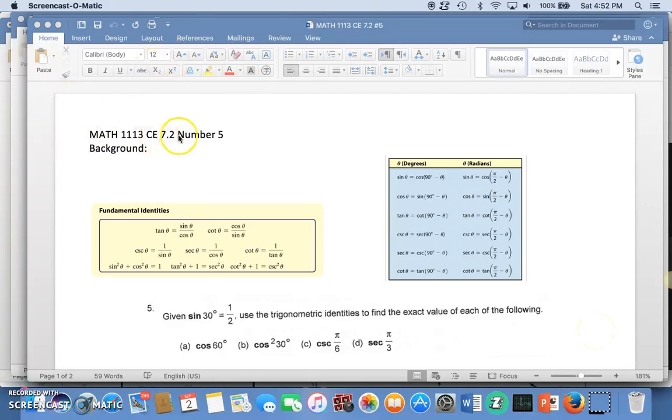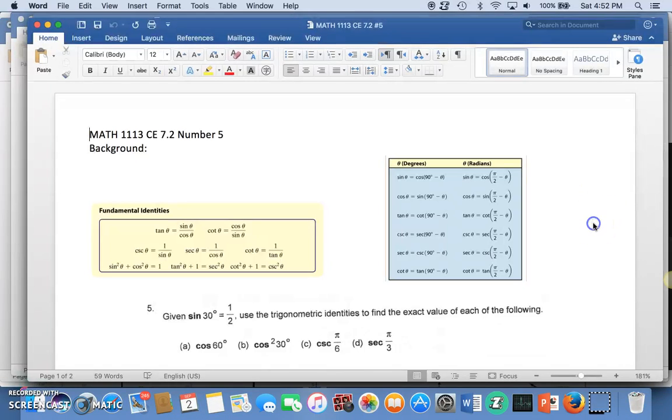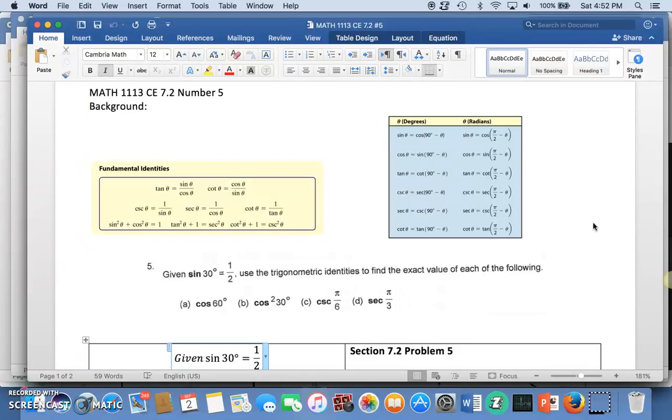Okay, this is problem number 5, the last of the class exercises in 7.2. Fundamental identities and the cofunctions here. This is a little bit more involved problem than the previous ones. As you can tell, you have parts A, B, C, and D, so it's kind of like 4 problems in one. You're given one piece of information and you're to use it to find the remaining pieces.